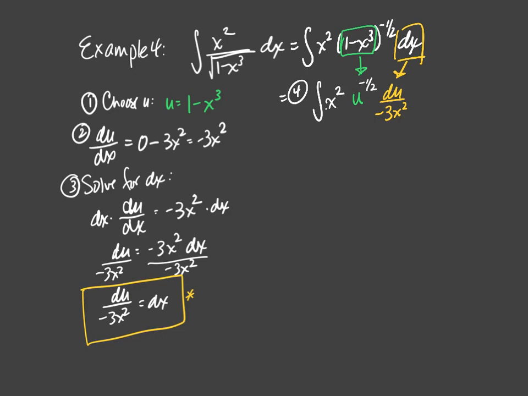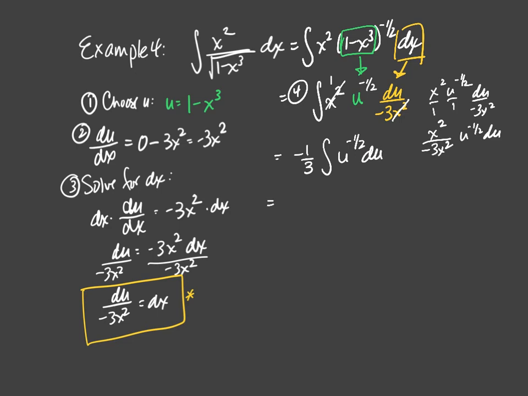And I notice I have an x squared over an x squared, so that's equivalent to 1. So I have 1 over negative 3, so negative 1/3 u to the negative 1/2. Right, x squared u to the negative 1/2 du over negative 3x squared is the same as x squared over 3x squared times u to the negative 1/2 du, right? Because these are all considered under 1. So the way that multiplication of fractions work, this works out just fine.